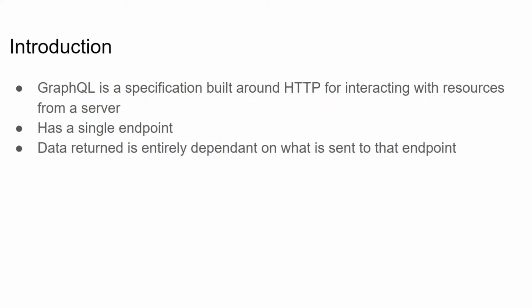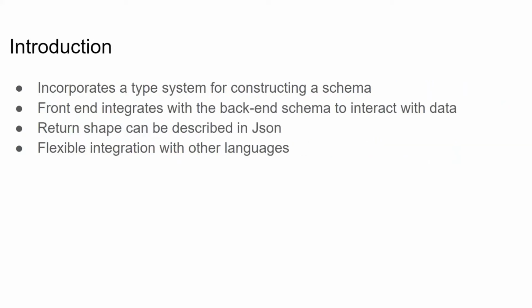GraphQL is a specification built around HTTP for how you get and receive resources from a server. Instead of using REST and incorporating multiple endpoints when you interact with the server, GraphQL gets rid of the entire idea of having multiple endpoints and gives you just one endpoint to deal with. And the way that you determine what you get from an endpoint is determined based on the query that you send to that endpoint, instead of what endpoint you send the specific data to.